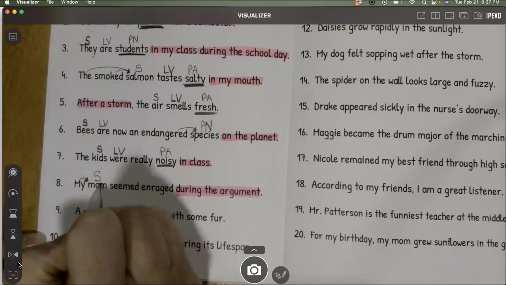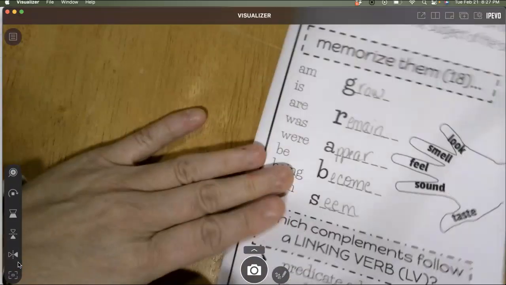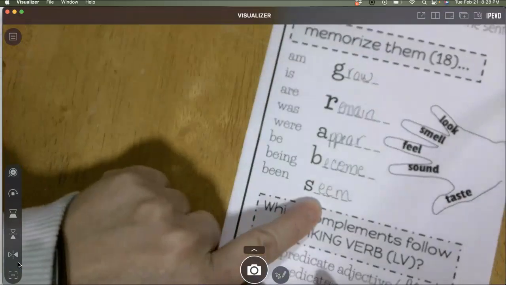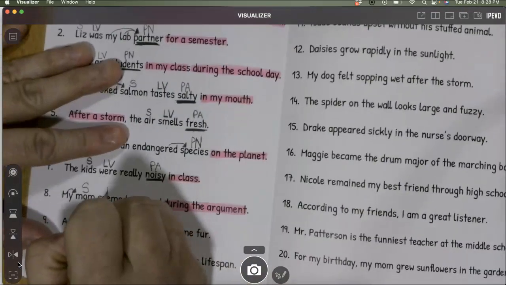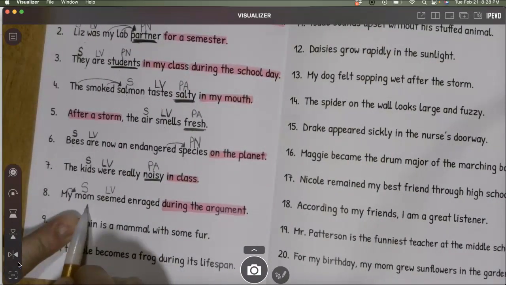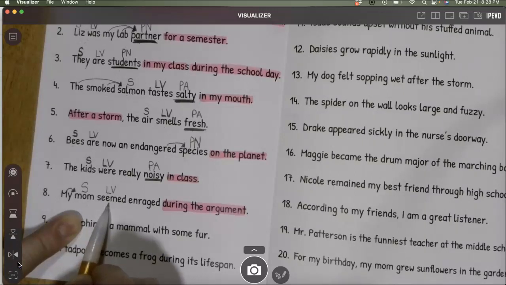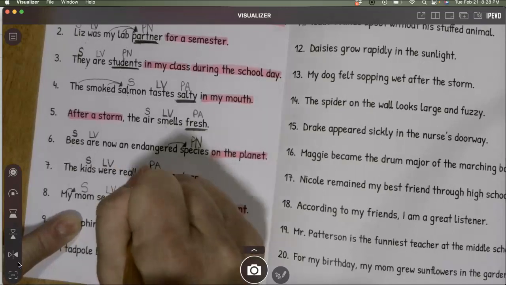My mom seemed. Now, I don't remember that one, so I'm going to go double check my list, and there it is. Seem is one of these 18 linking verbs. So I'm going to label it LV. And now I'm looking for an adjective that describes my mom or a noun that renames her. Mom seemed enraged. Enraged means angry, really, really angry. So that's got to be an adjective.